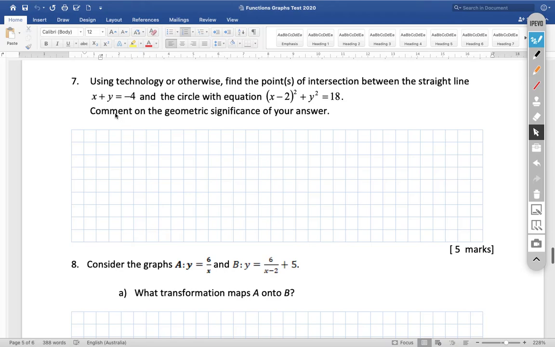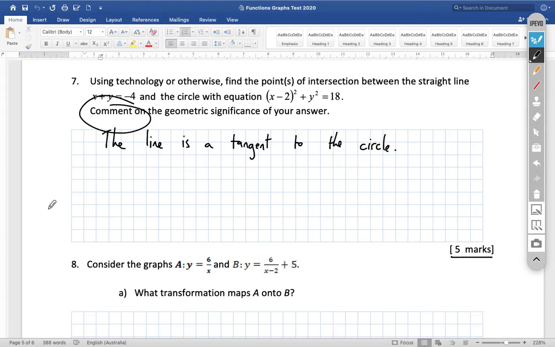Oh, hang on, I didn't fully answer the question. Comment on the geometric significance. Right. The line is a tangent to the circle. Maybe there's the extra mark there as well. Right, so comment, read questions carefully. I almost didn't finish answering that properly. In the test, there's a mark gone.